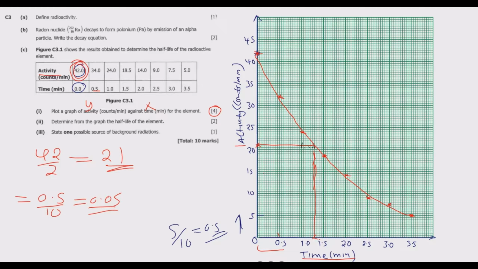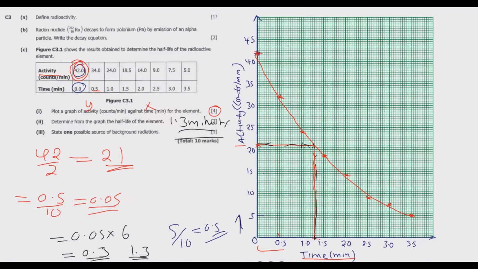So it's about 6. So it will be 0.05 multiplied by 6, which gives 0.3. So this gives me 1.3. When you come here, it will be 1.3 minutes. So 1.3 minutes. That's the half-life. Make sure that this shows clearly on your graph, and you come and give that. Once you do that, you are good.